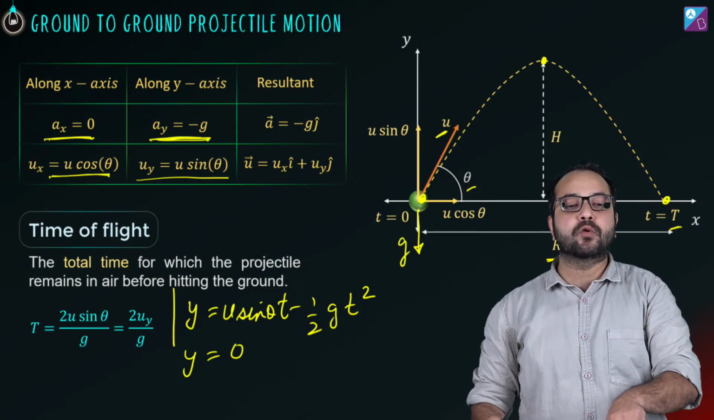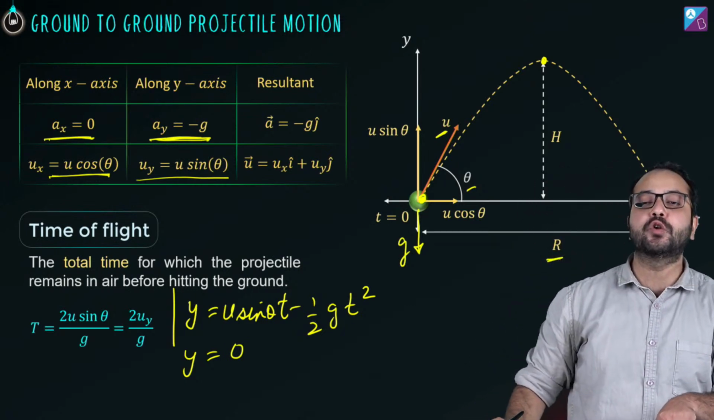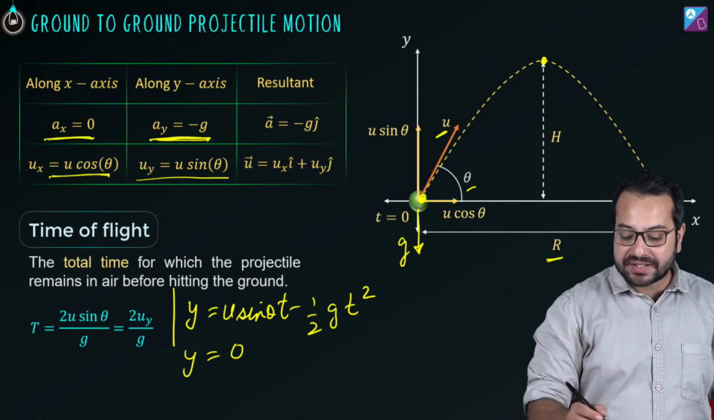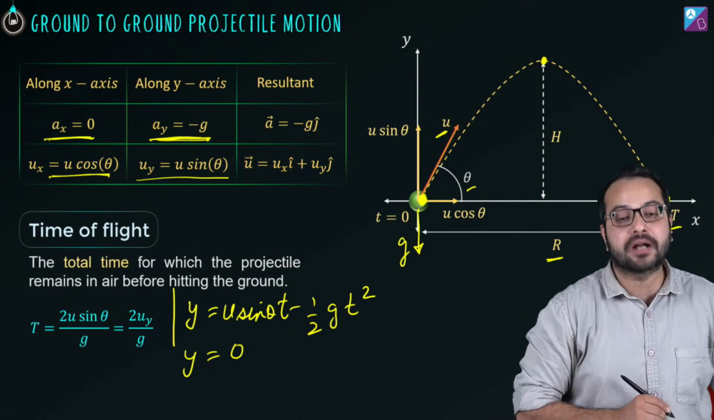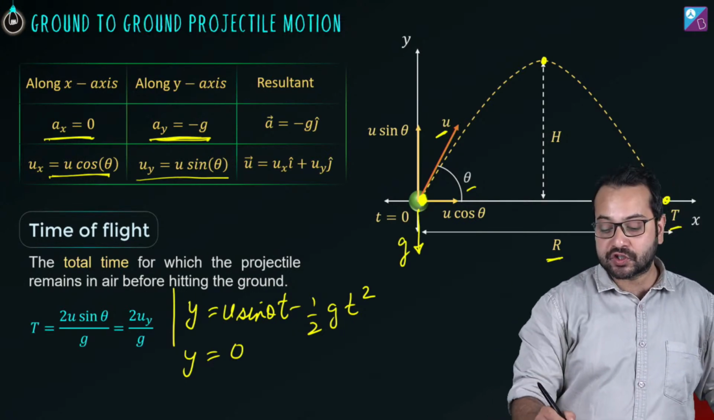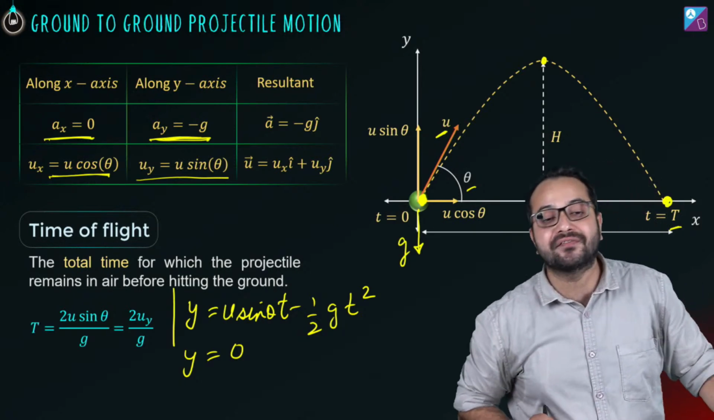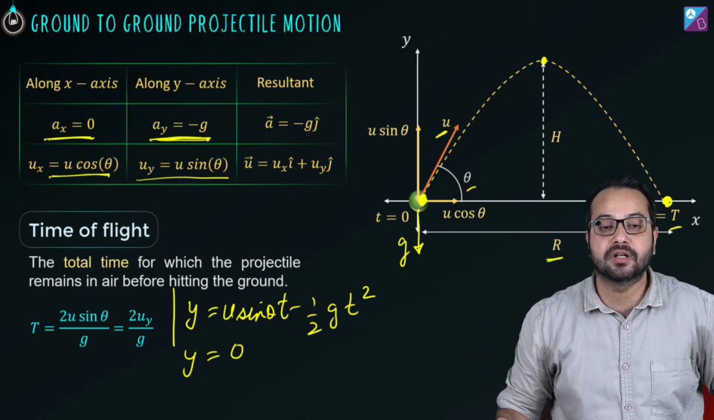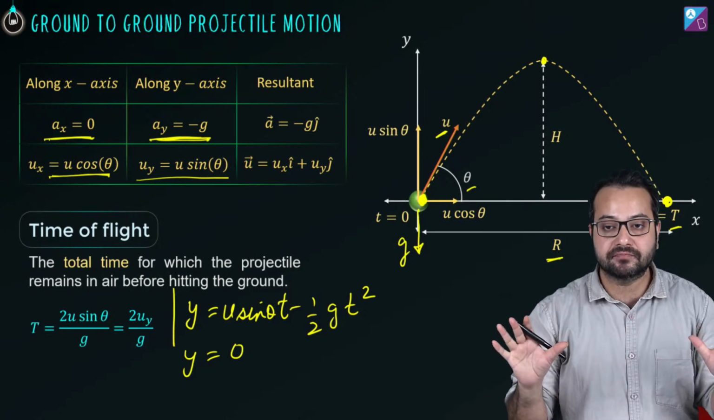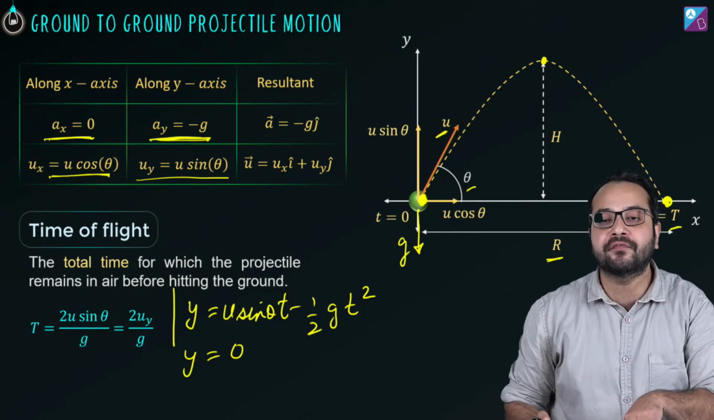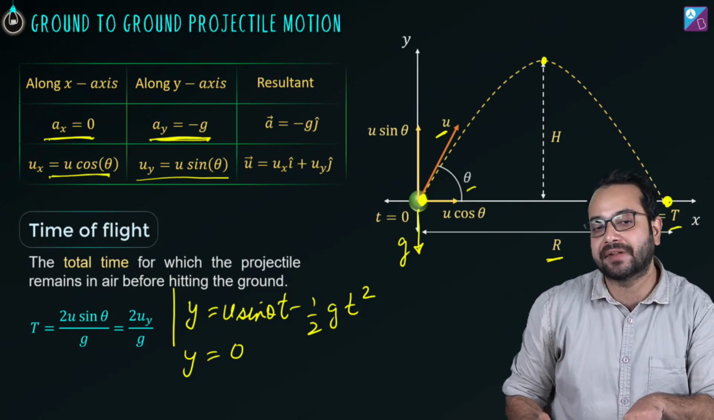So we get t is equal to 0, and we get t is equal to 2u sin theta by g, which is the time interval between the particle being at the initial position and the time it reaches the final point. Correct? Is this clear? So this is one way of finding the time of flight.